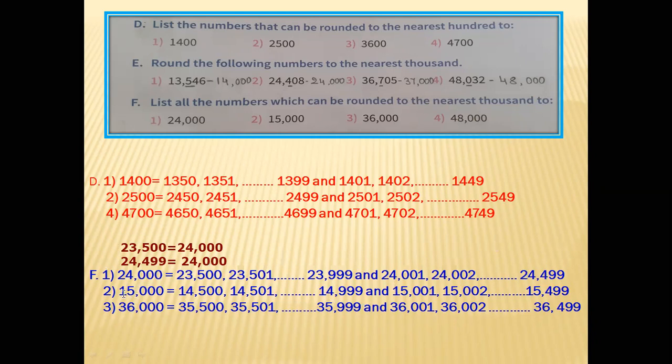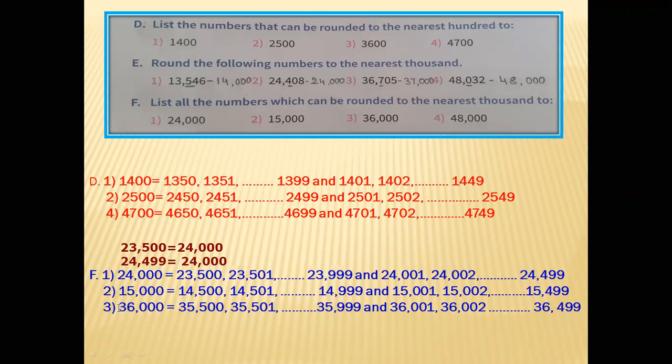Understood now? See, second one, 15,000. From 14,500 to 15,499. These are all nearest to 15,000. Like this you have to list. Okay, don't write all numbers. Like this you have to list, and think and write.